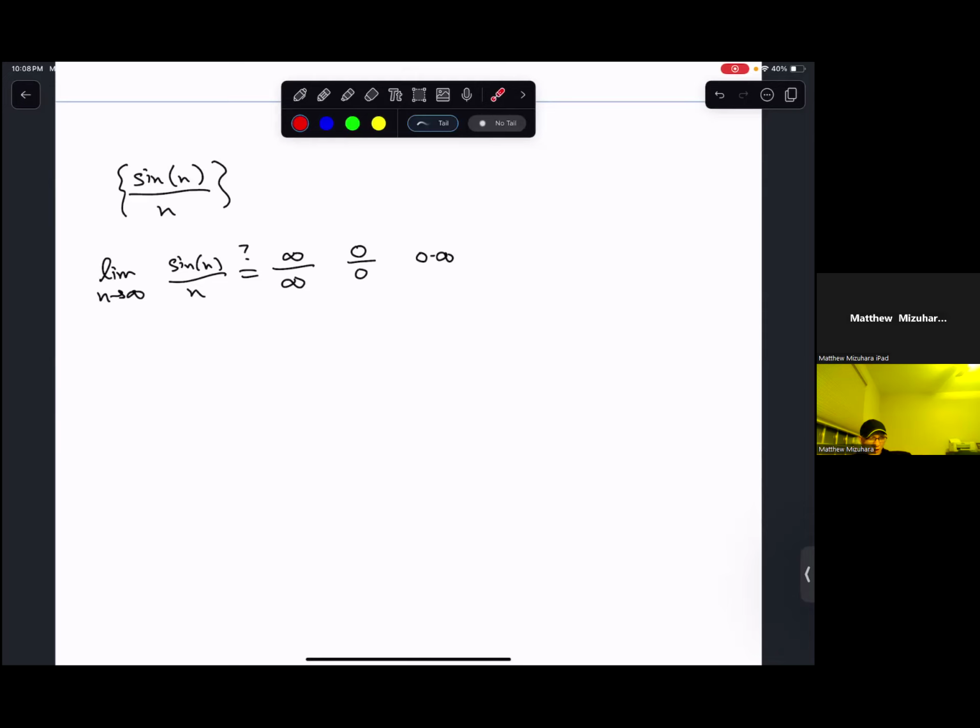What's sine of n as n gets bigger and bigger? Well, the sine function just keeps on going up and down, up and down, up and down, right? There's no limit for that. It's not infinity, it's not 0, it's nothing. It doesn't have a limit. So L'Hopital does not apply here. I can't use L'Hopital. Can't use it.